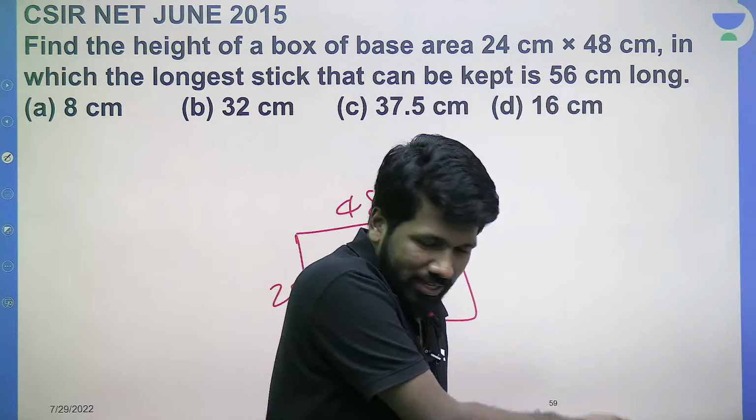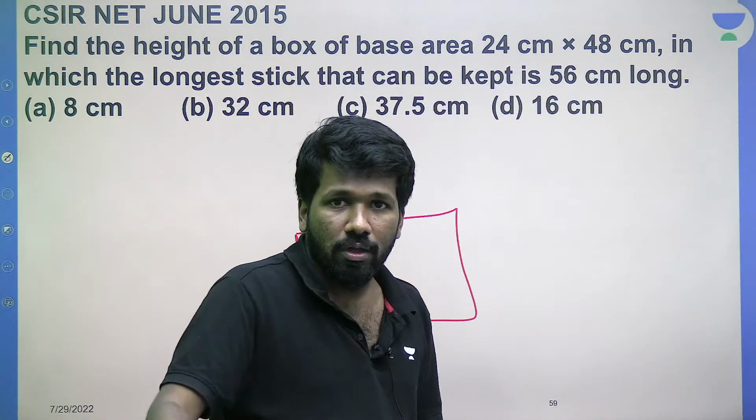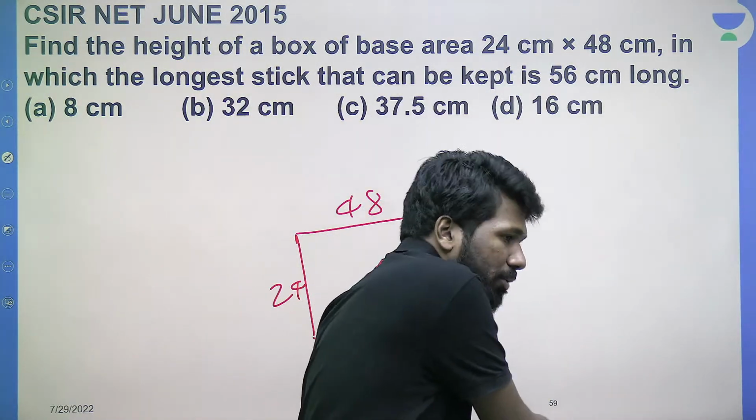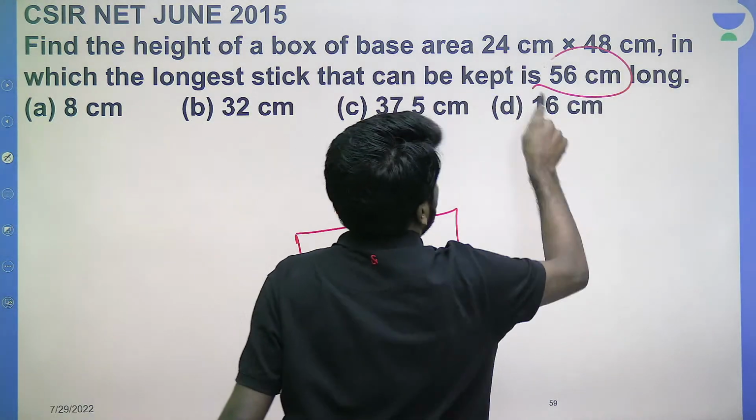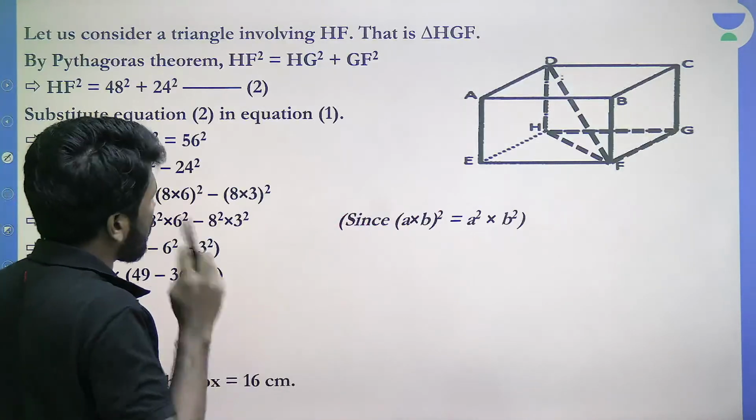There are many diagonals through the floor you can draw. But the body diagonal, that will be the longest length. Did you all understand that? That length is 56 centimeters here. That is what we need to understand.